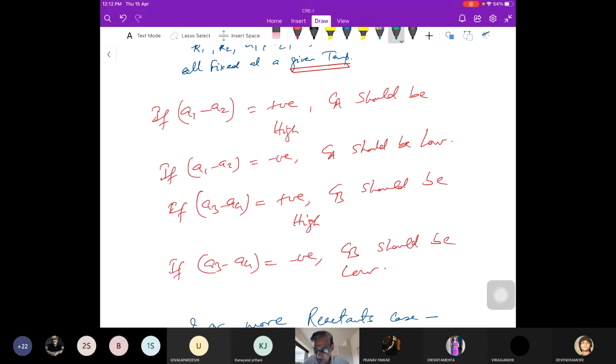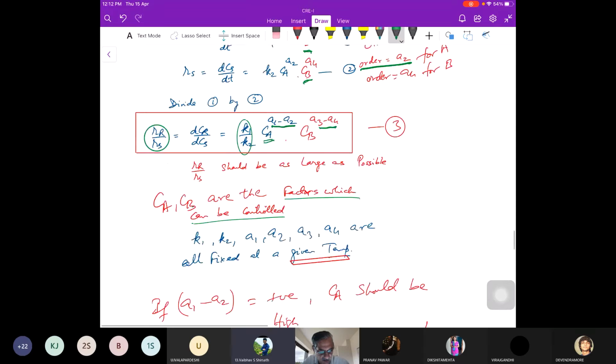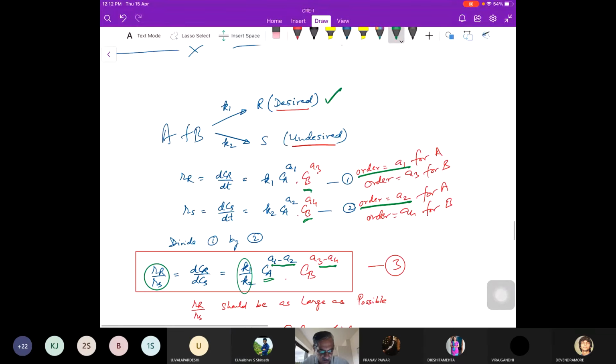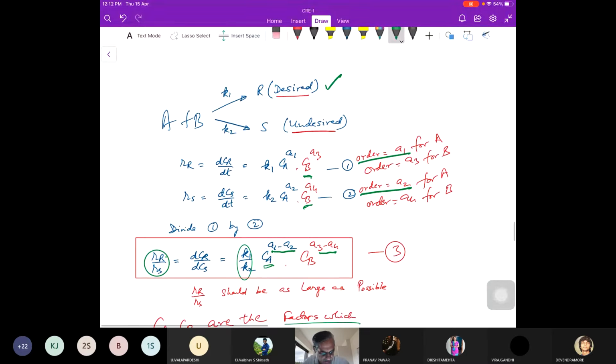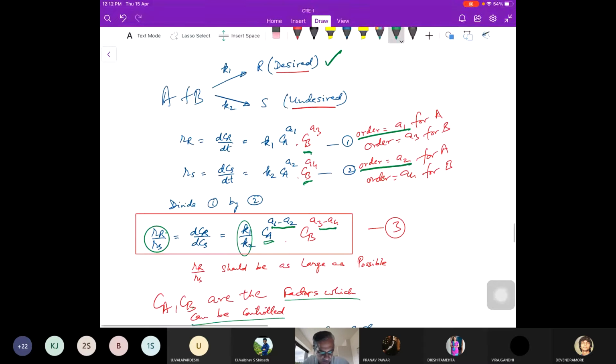सर वो रेशियो क्यों ज्यादा होना चाहिए उनका RR/RS? Because we want R, no? Desired product is R. So rate of formation of R should always be greater than rate of formation of S. Yes, sir. Then only we'll get more of R, no? If rate of formation of R is more than rate of formation of S, then only we get more desired product. If it is less than rate of formation of S, then we get more of undesired product. And that's why we're taking the ratio of rate of formation of R to rate of formation of S.